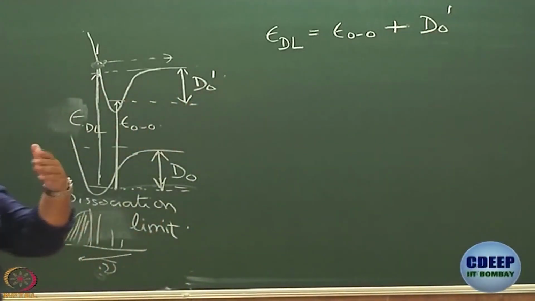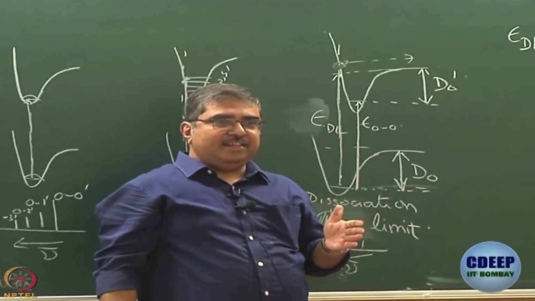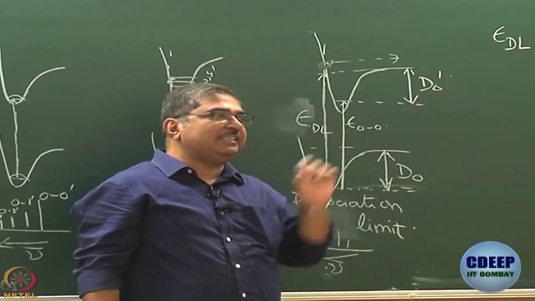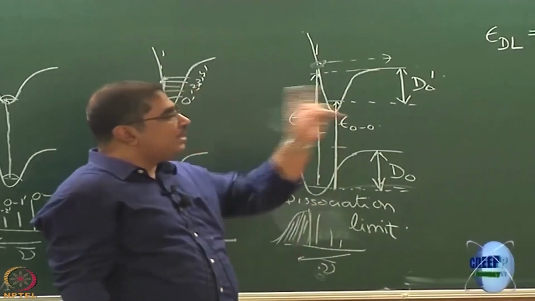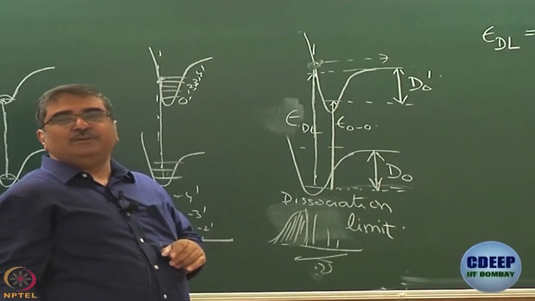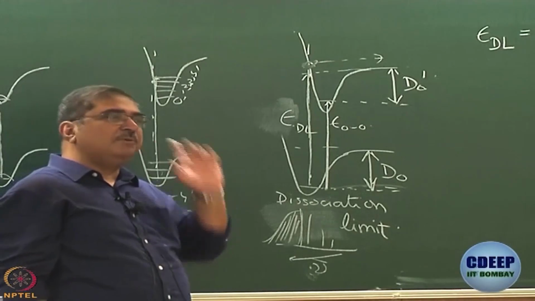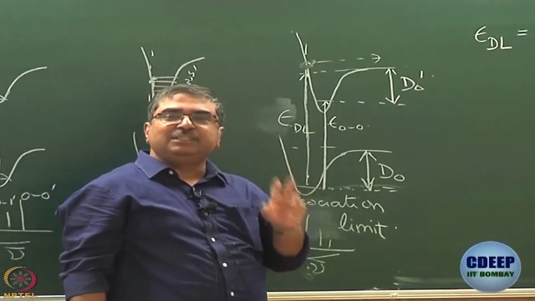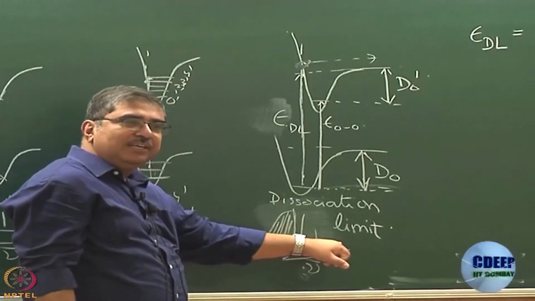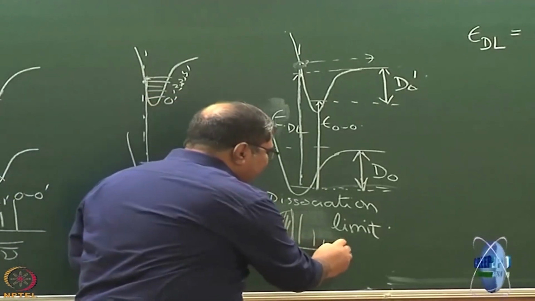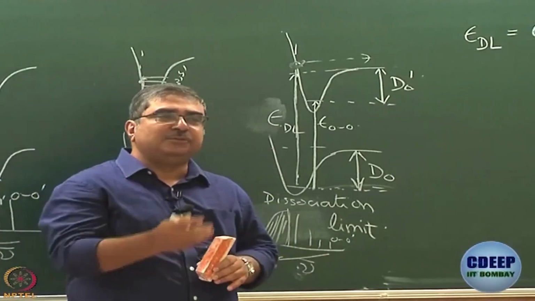So, if in your spectrum the dissociation limit is very well defined, and if the 0-0' transition is also very well defined, then in principle you can decide what D0' is. But the problem with this approach is that neither of these is usually very well defined. When you have something like this, you can see that intensity is going down. So the 0-0' transition is going to have a very small intensity here.